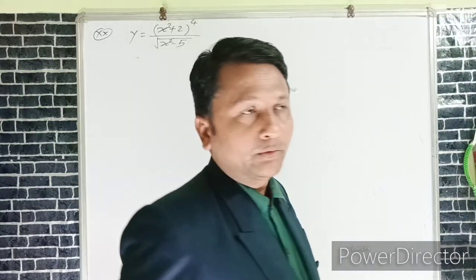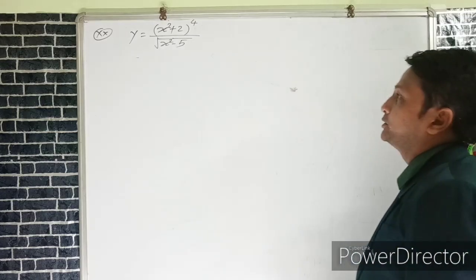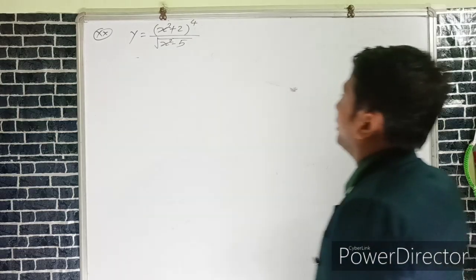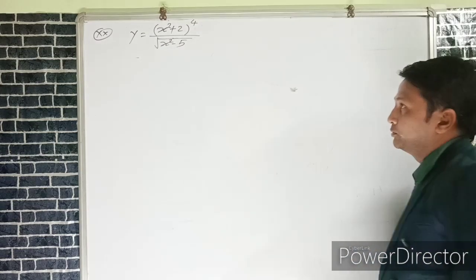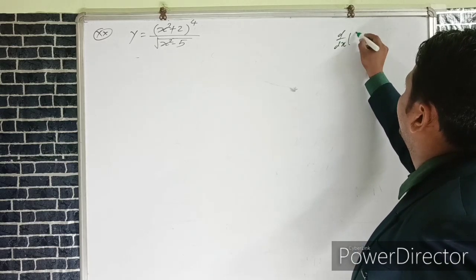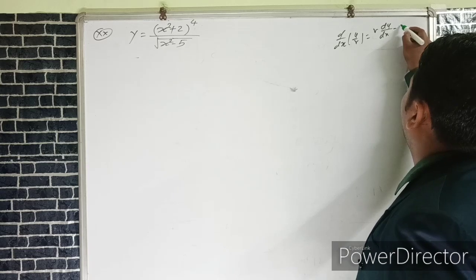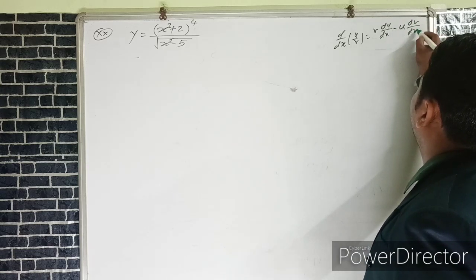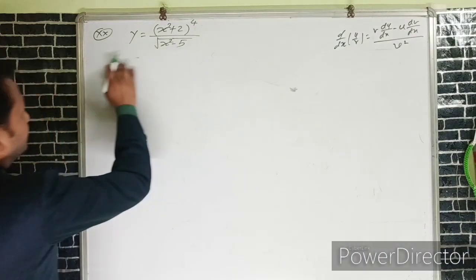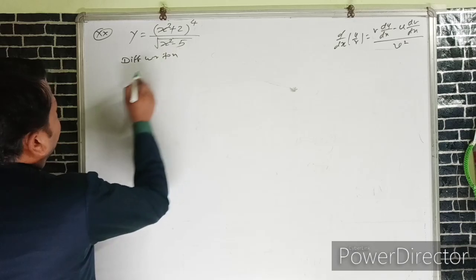Last example, number 20. In question number 3, y is equal to x square plus 2 whole raised to the power 4 upon under root of x square minus 5. We know that the derivative of u upon v is v into du upon dx minus u into dv upon dx upon v square.